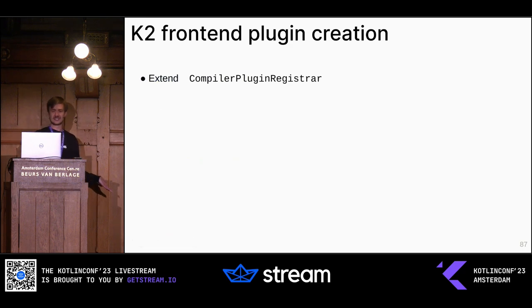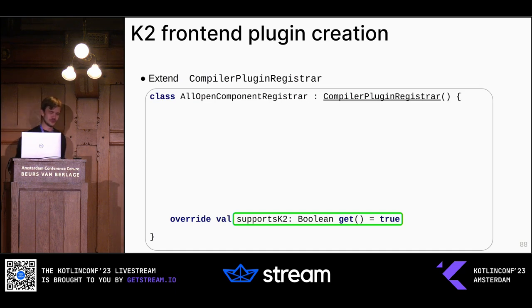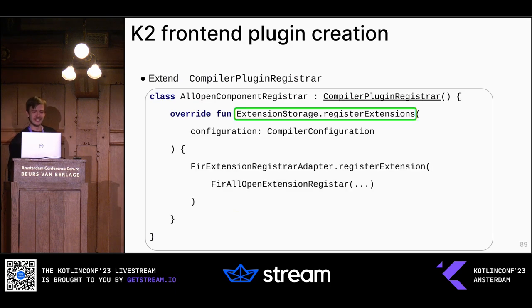Well, how to write a K2 front-end plugin? Who here has ever tried to write a compiler plugin? Well, a lot of people. So the first thing you should do is to extend the compiler plugin registrar. It's the same thing you should do for K1 frontend plugins. But you should tell them that they support K2 by returning true here. And you should override register extensions and register this guy. It's exactly the second step.